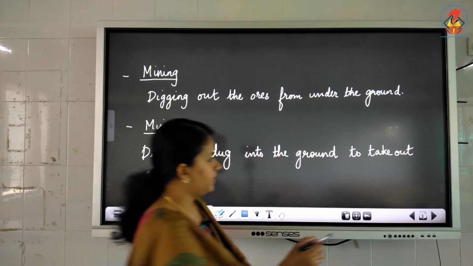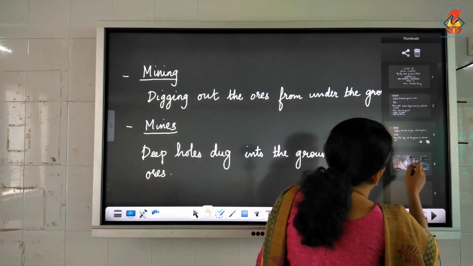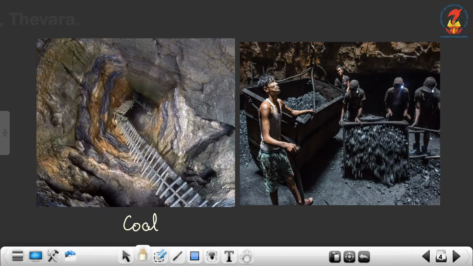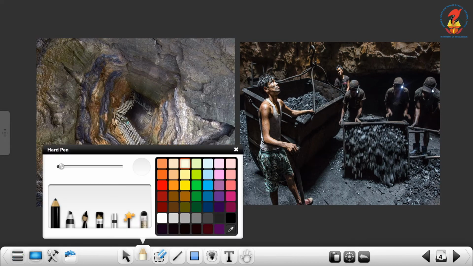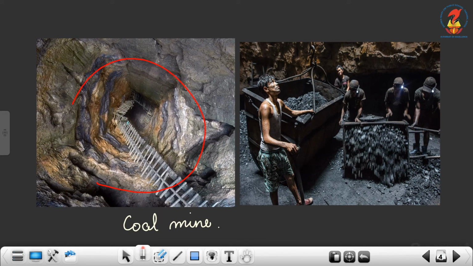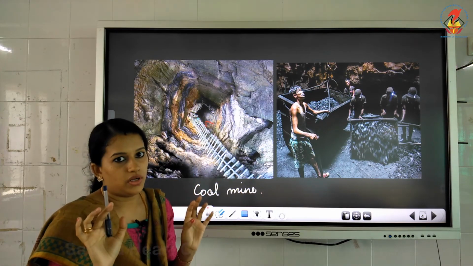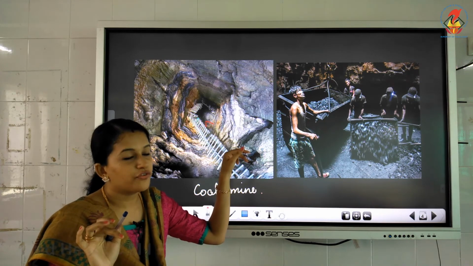For example, children, I have shown a picture of a mine over here. This is the picture of a coal mine, a mine from which coal is extracted. If you look over here, you can see a deep hole. See how deep it is? They are deep holes, and here you can see the rock. In this rock you can find coal. That means it is a picture of a coal mine.